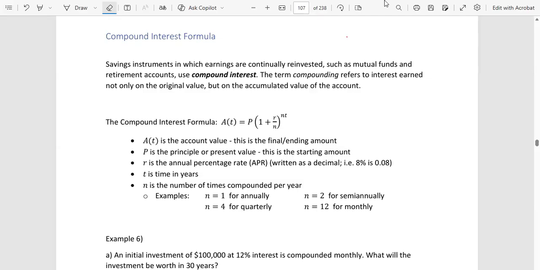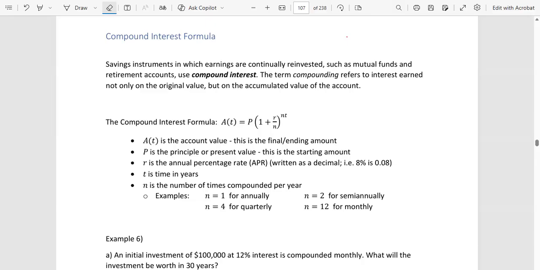The compound interest formula is one of the formulas where we use an exponential function. The word compounding refers to the interest that we earn not only on the original value that is invested, but on the accumulated value of the account, meaning the money that is invested, the initial money, plus all the interest that we received. Let's have an example to understand what that exactly means.